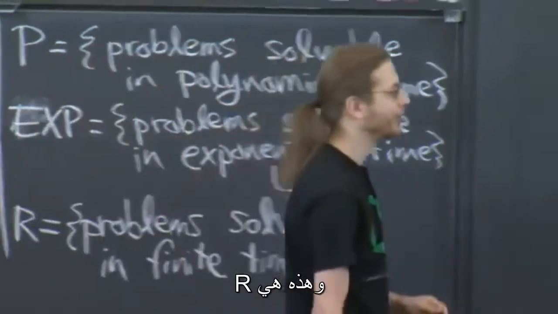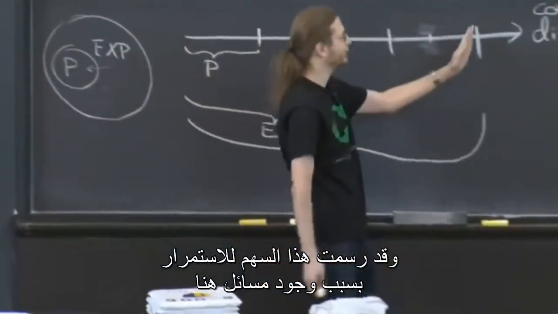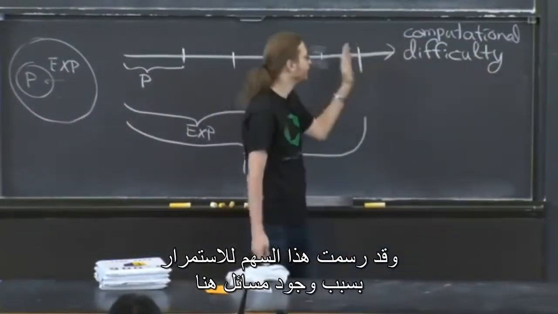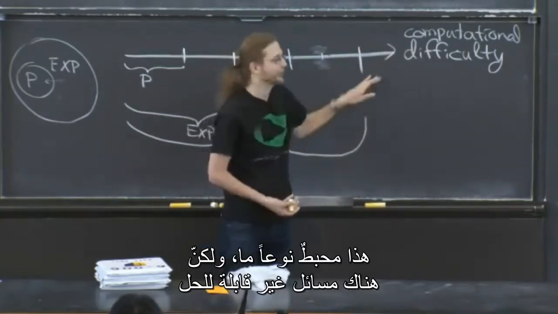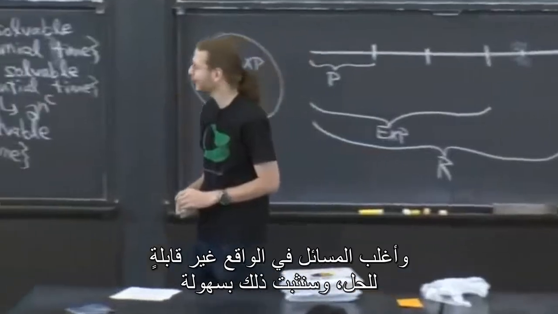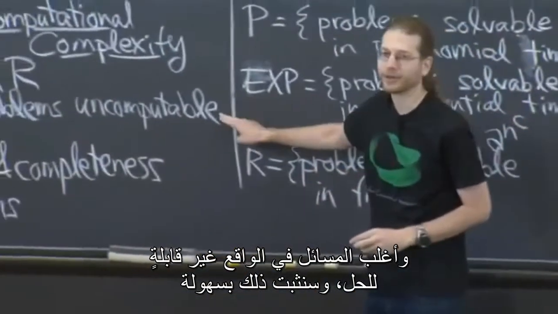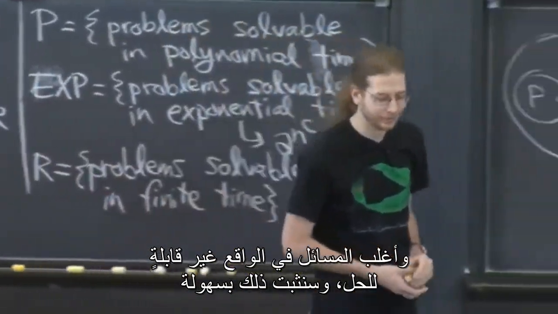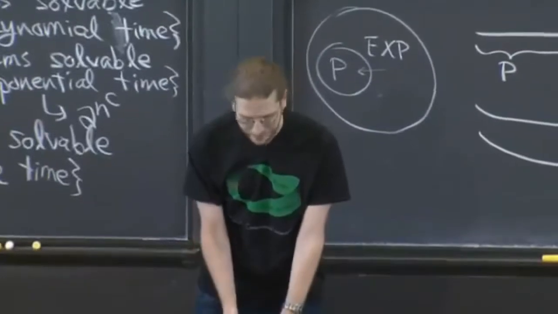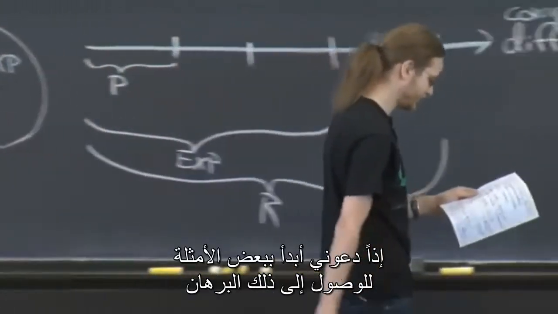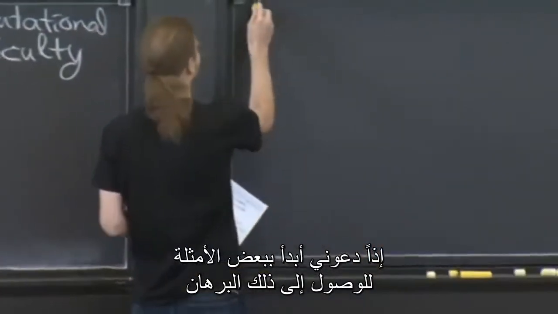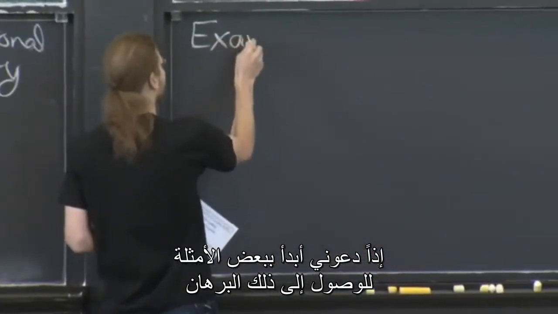And that's R. Now, I've drawn this arrow to keep going because there are problems out here. It's kind of discouraging, but there are problems that are unsolvable. In fact, most problems are unsolvable. And we're going to prove that. It's actually really easy to prove. Kind of depressing, but true. So let me start with some examples before we get to that proof.